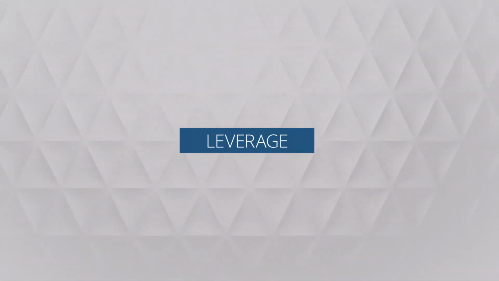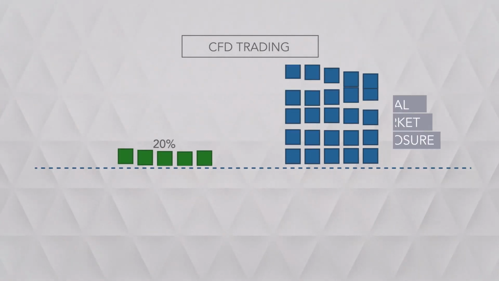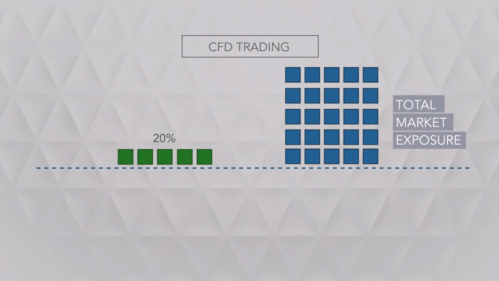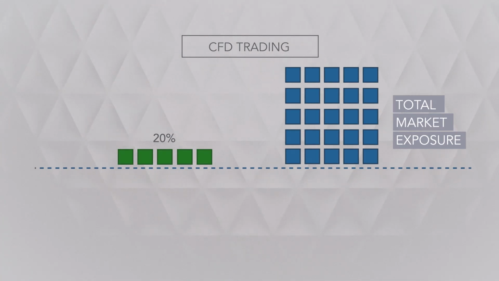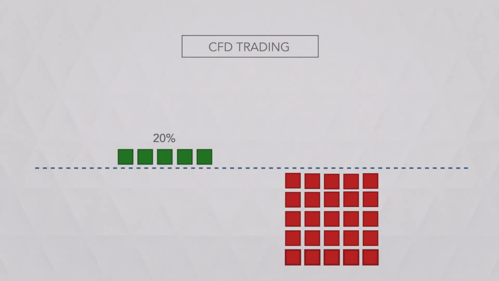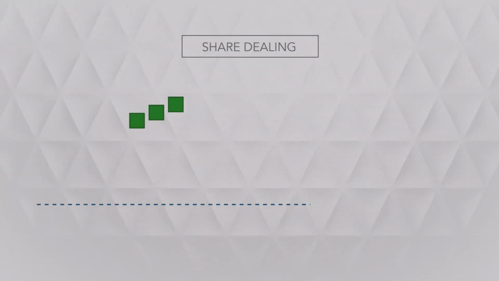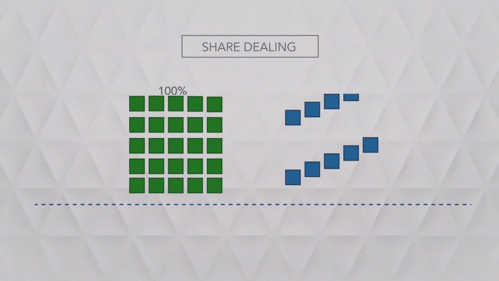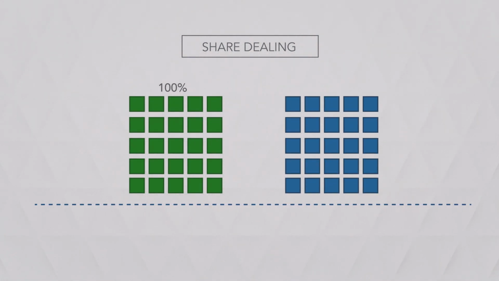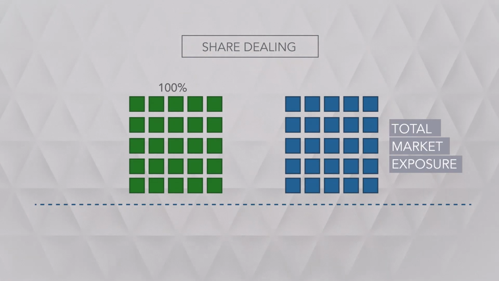Next, leverage. If you decide to trade CFDs, you only need to put up a small percentage of the trade to gain full exposure. While this magnifies profits, it also means that losses can exceed your initial deposit on a given position. If you choose share dealing, you'll need to pay the full cost of your position up front, but can limit your risk to your initial outlay.